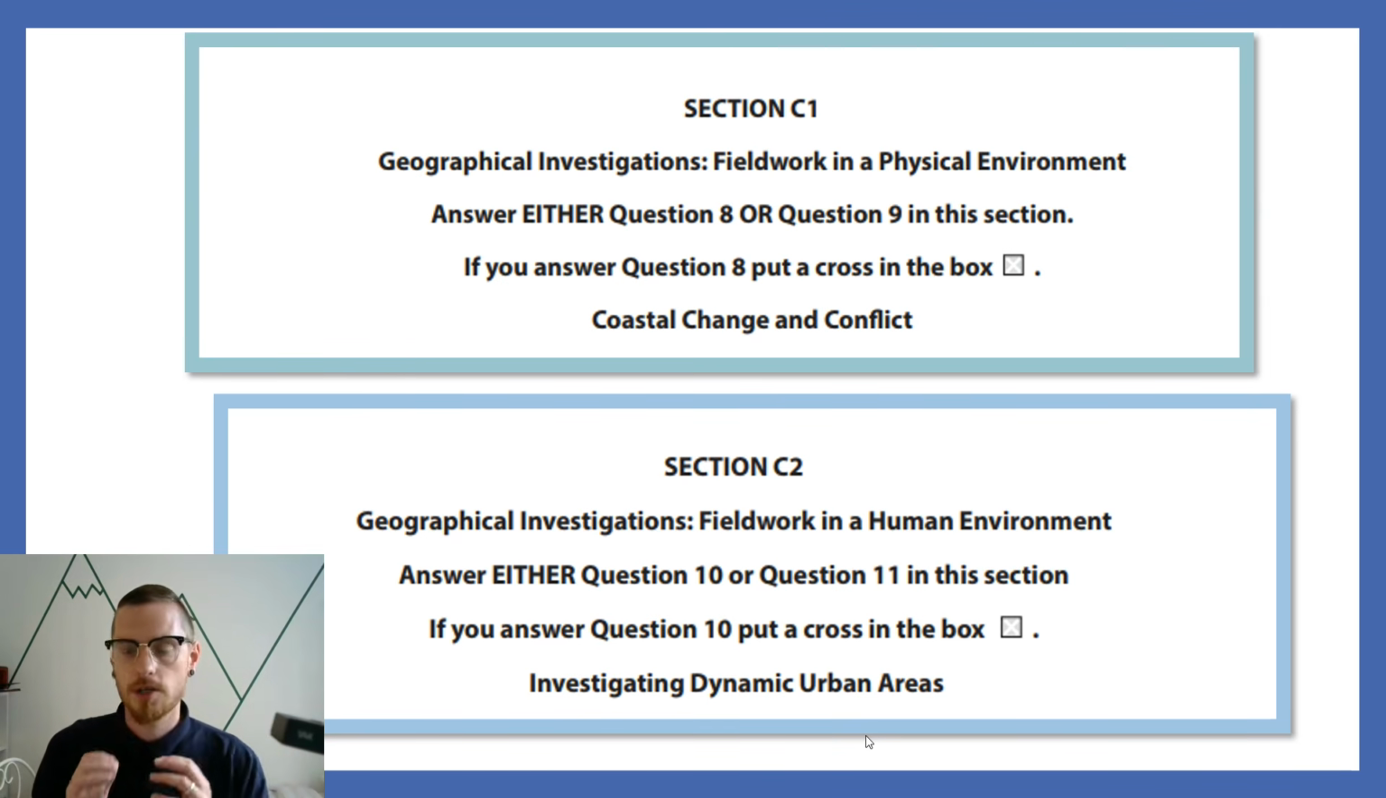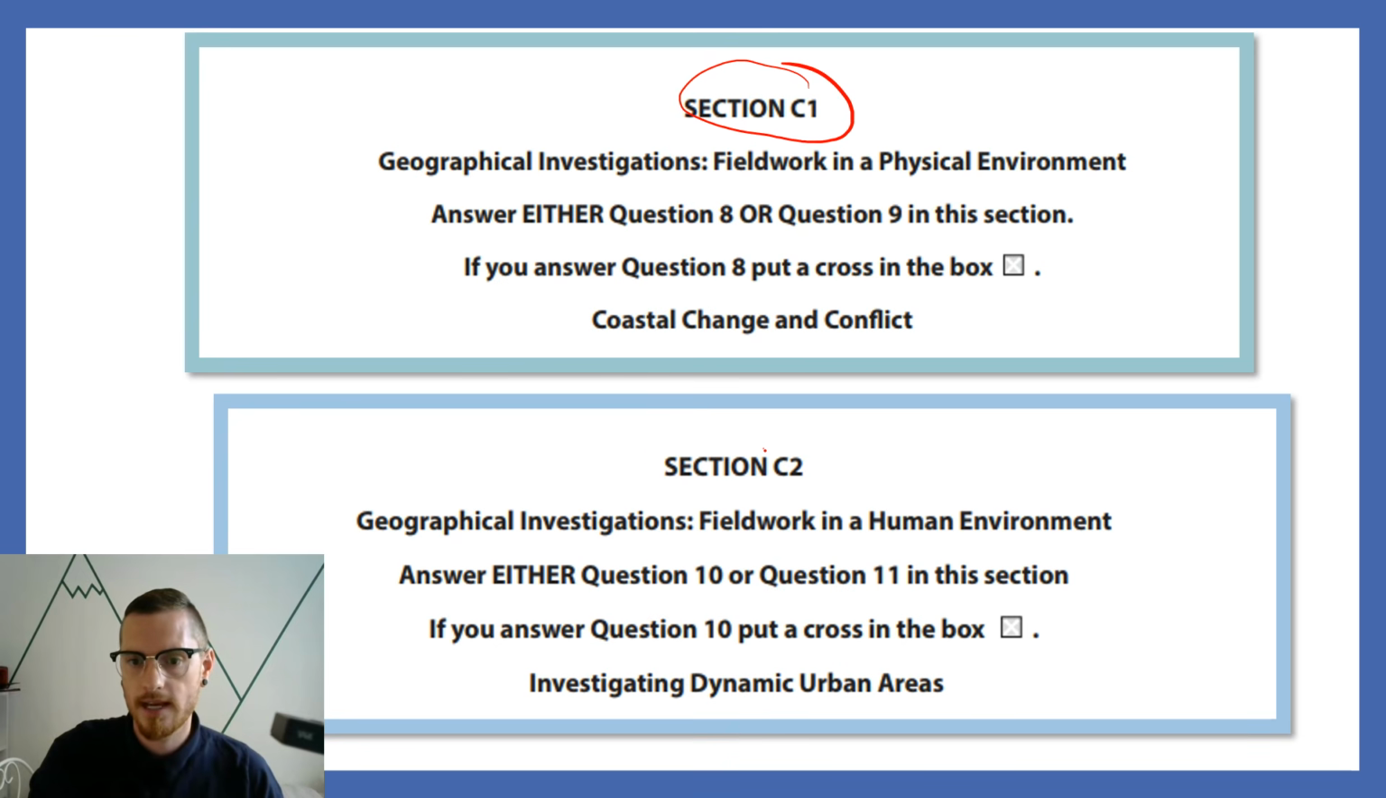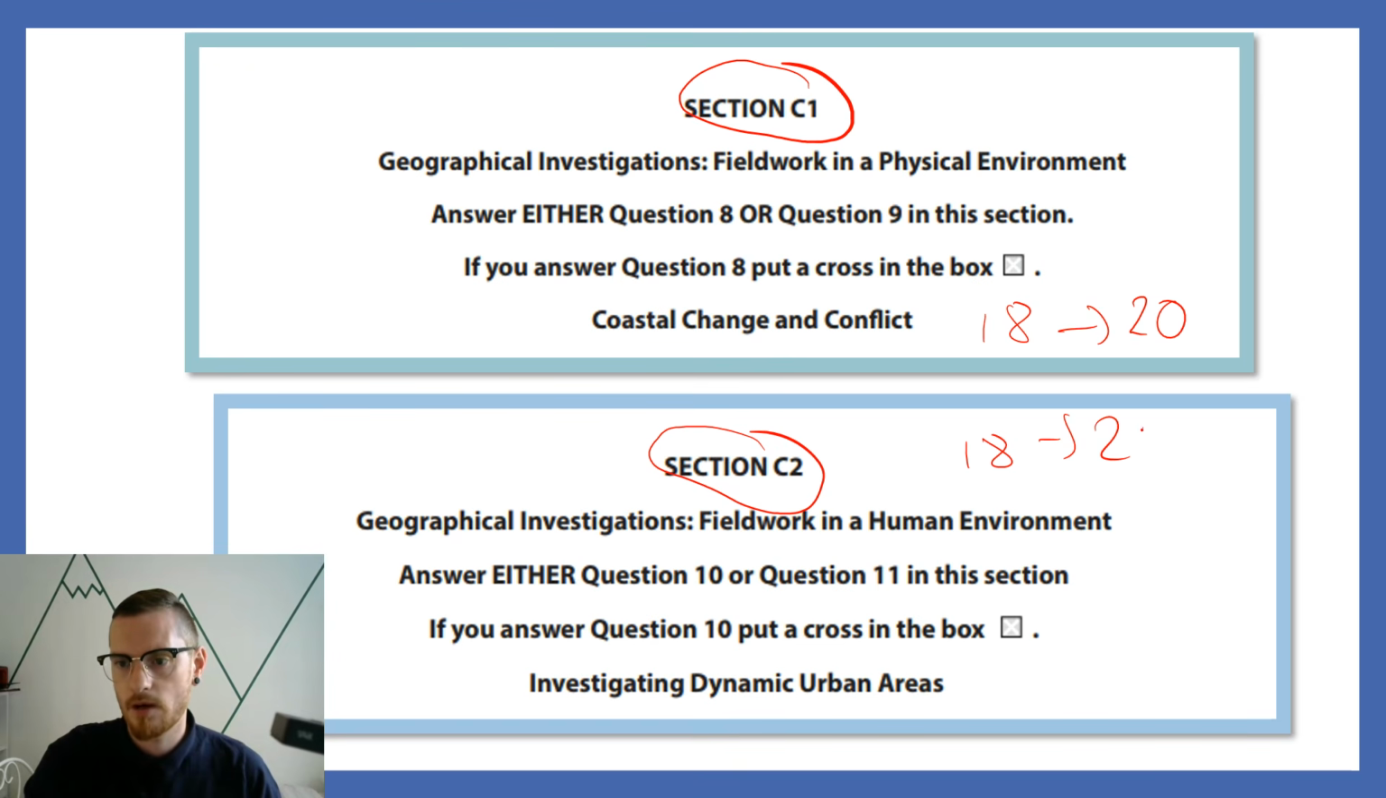Okay. All right, on to section C. Now, I've already mentioned this various times, and I'm doing it on purpose to drum it in. There are two sections to C. You've got section C1 and section C2. These are 18 marks each, and they are 20 minutes. That's how long you should be spending on these.